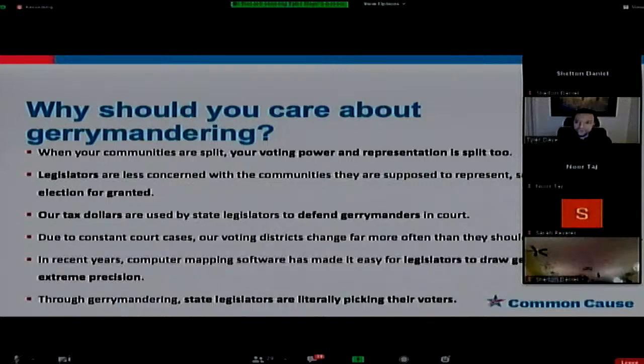And lastly, if you don't remember anything else from this, I want you to remember this. Through gerrymandering, state legislators are picking their voters, not the other way around. That is the antithesis of a representative democracy.